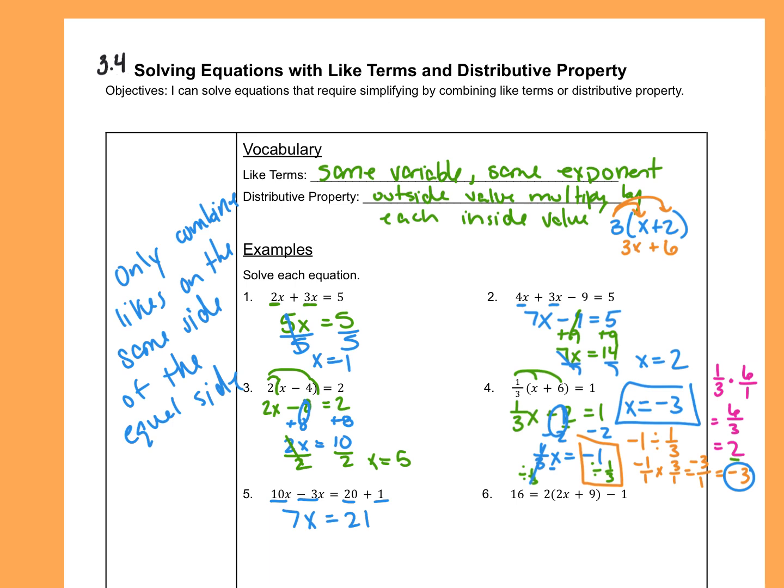Now we're done with that. No more simplifying, so we're going to solve. Opposite of multiplying by 7 is to divide by 7. That cancels because it becomes 1. X equals 3, because 21 divided by 7 is 3.